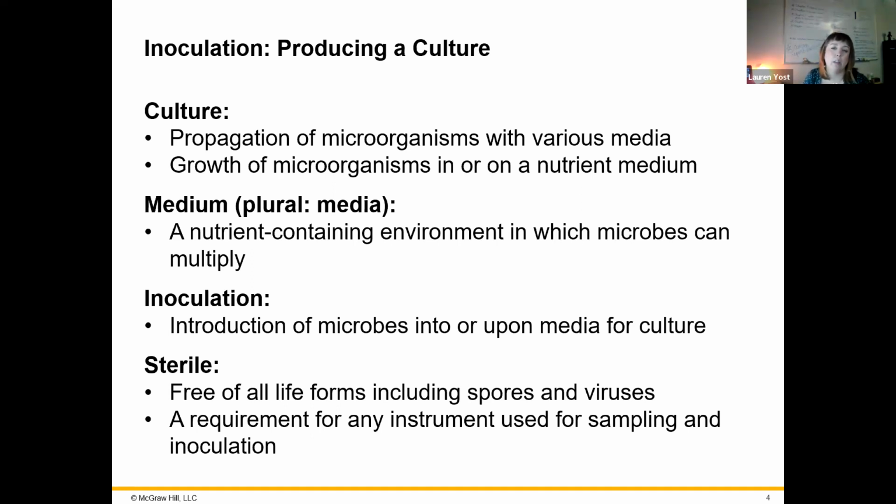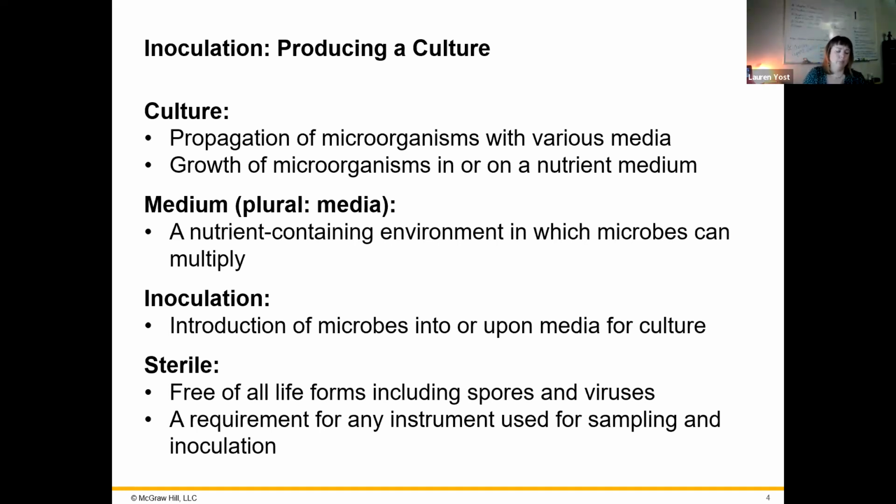Technically, I say media probably all the time, and I won't blame you guys if you do too. So this is a nutrient-containing environment where microbes can multiply. It is optimized for hopefully growth of whatever microorganism you could be interested in that moment, based on what you know about the organism.